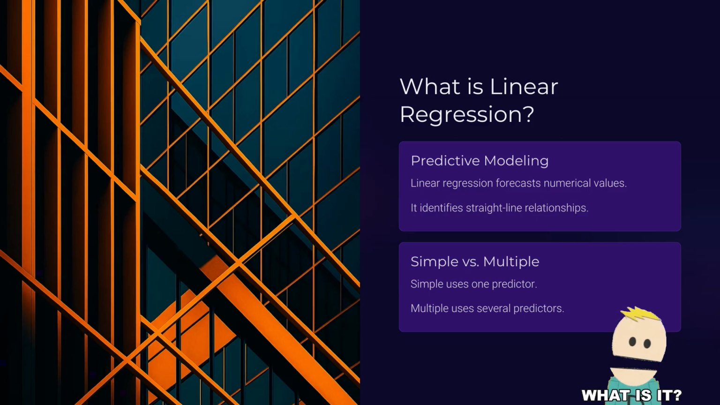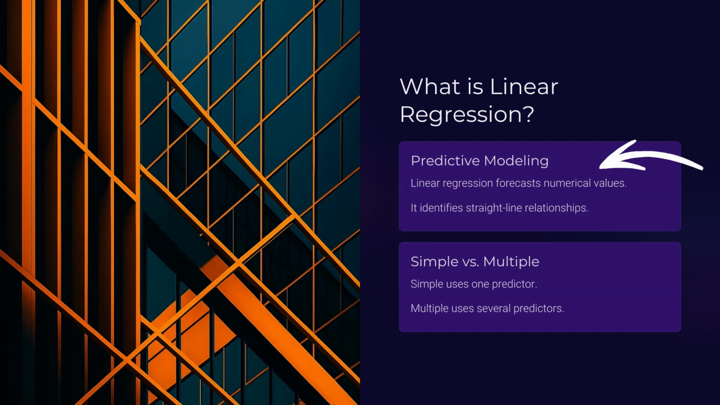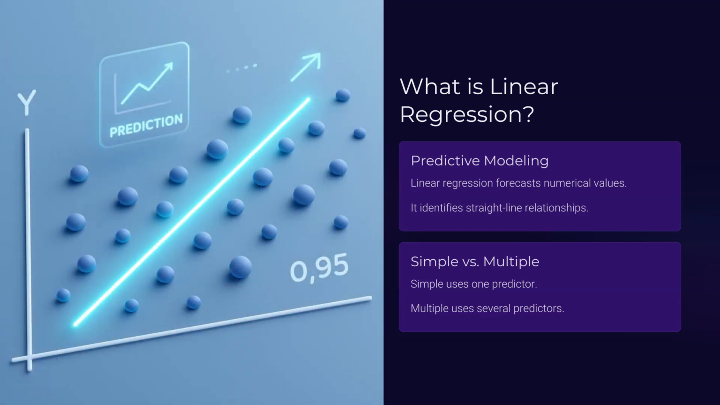What is linear regression? It's a method used in predictive modeling to forecast numerical values. Essentially, it helps us understand and predict relationships between variables by fitting a straight line through the data.